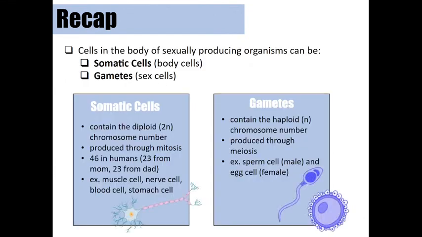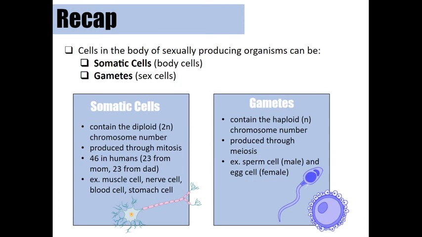So, cells in the body of sexually reproducing organisms can be either somatic cells, which are body cells, or gametes, which are sex cells. So, remember that your somatic cells will contain the diploid 2N chromosome number produced through mitosis. And there is 46 in humans, so you get 23 from mom and 23 from dad. And examples of your somatic cells are your muscle cells, your nerve cells, your blood cells, and your stomach cells.